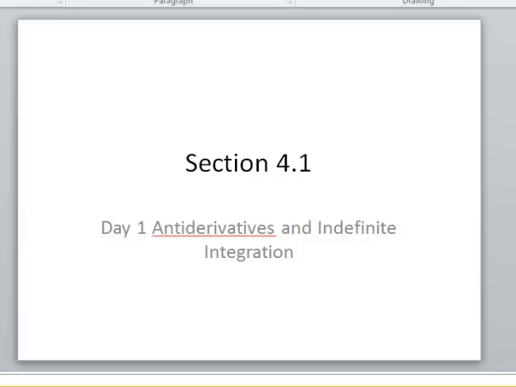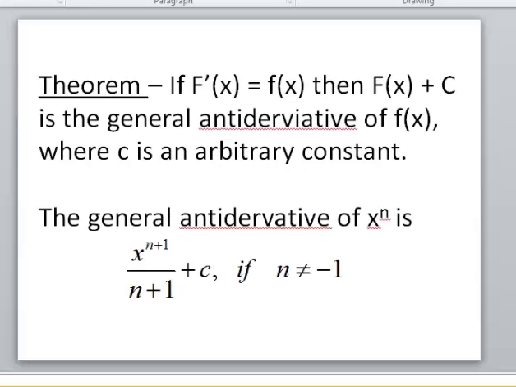So, what is the theorem for an antiderivative? It says that if F prime of x is equal to f of x, then F of x plus c is the general antiderivative of f of x, where c is an arbitrary constant. Now, I'm going to explain that a little bit more as we work through some of the problems. So you'll hear me refer back to this idea many times today.